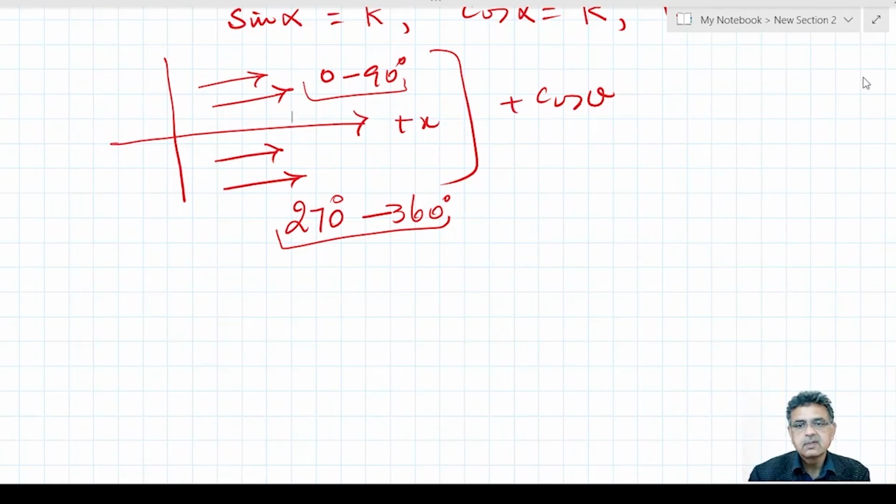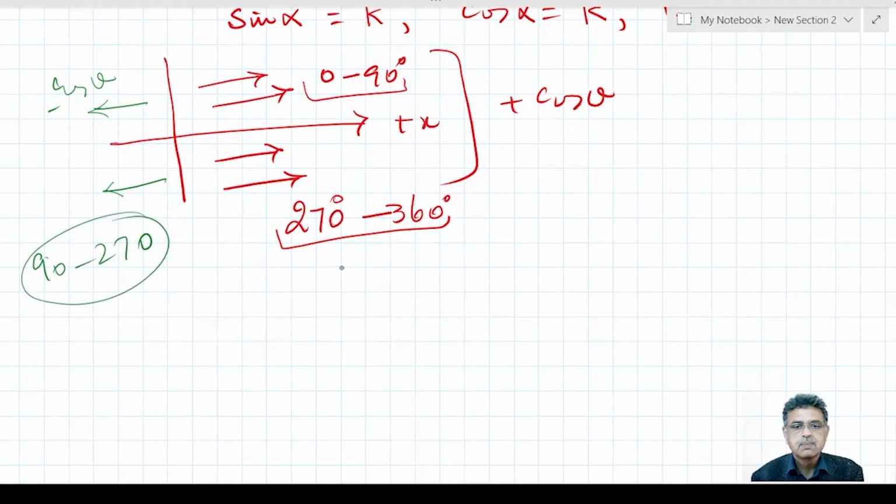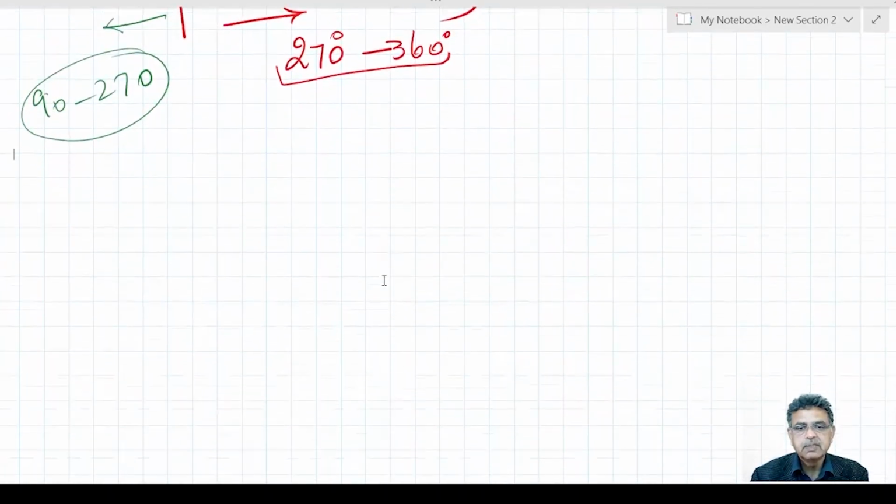And if cos theta is negative, then it must be in the other quadrants, like on this side, cos theta will be negative. That means if the angle is from 90 to 270, cos theta will be negative. This is what we have to keep in mind.